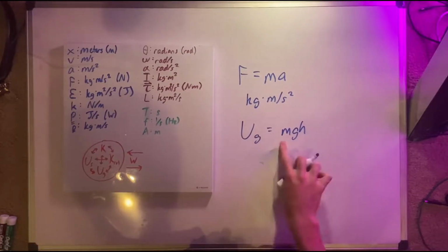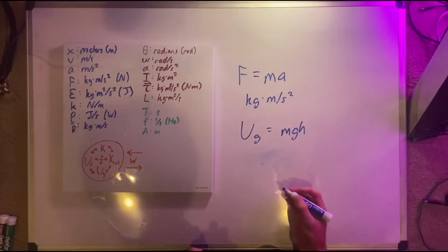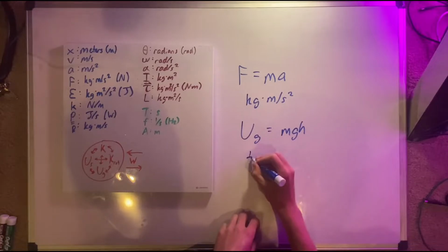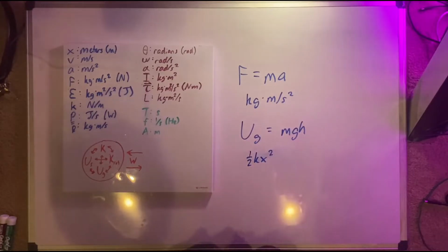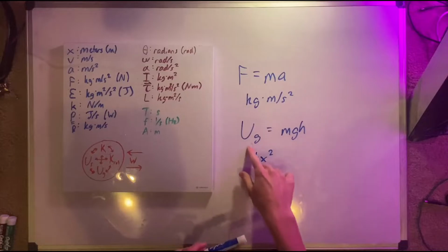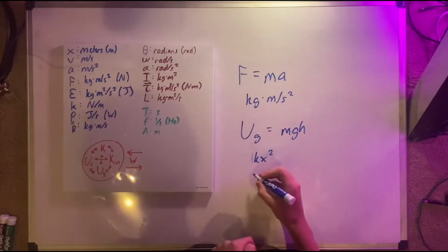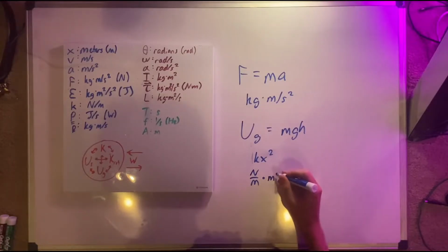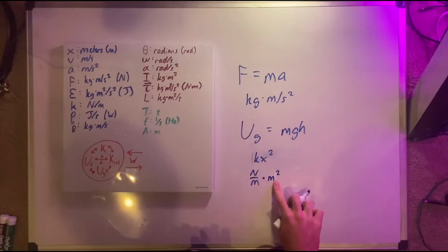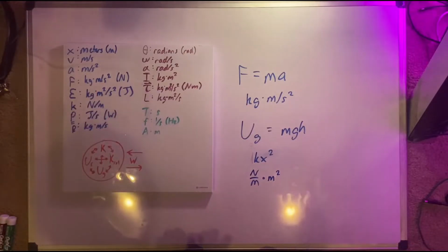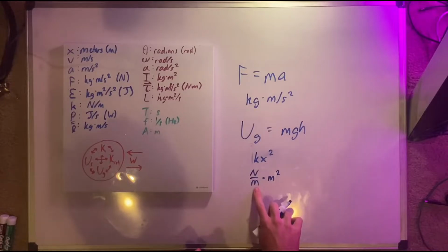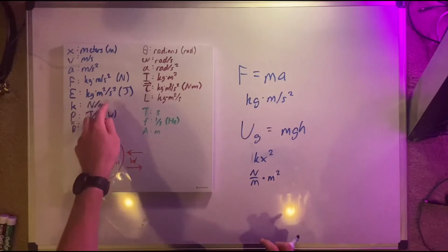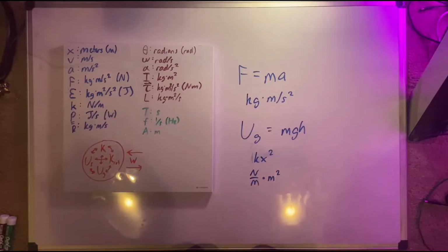And then it also works for elastic potential energy, because we know that elastic potential energy is 1/2 kx squared. So we have a 1/2, which is not useful to us. We have a k, which is a newton per meter, times meter squared. Okay, well then let's break everything of this down. We know a newton is a kilogram meter per second squared, and then we divide it by a meter, we get kilogram per second squared, and then add meter squared, we get kilogram meter squared per second squared, which is exactly what the energy would be.